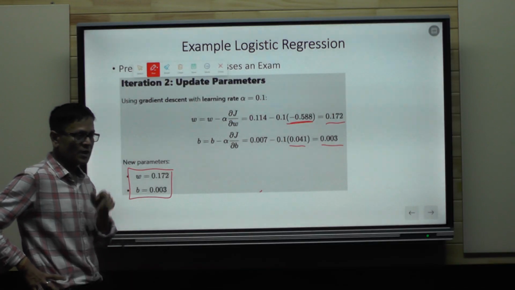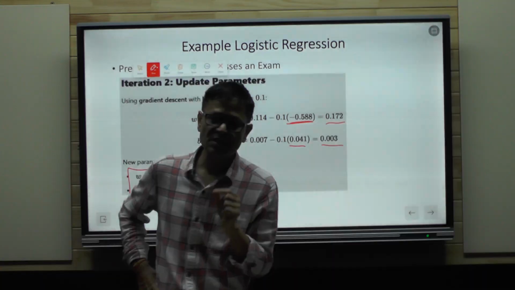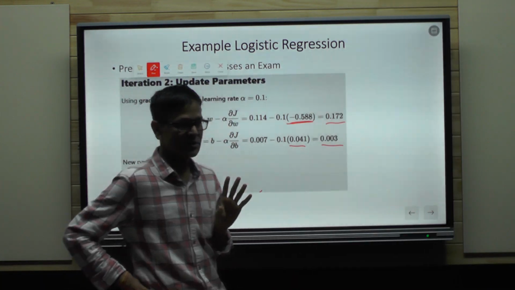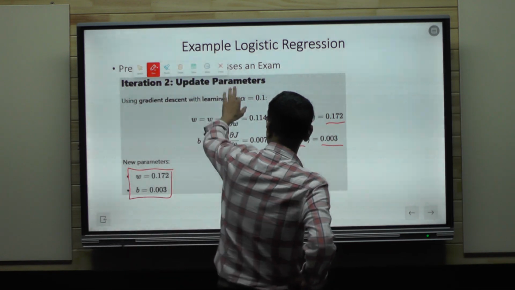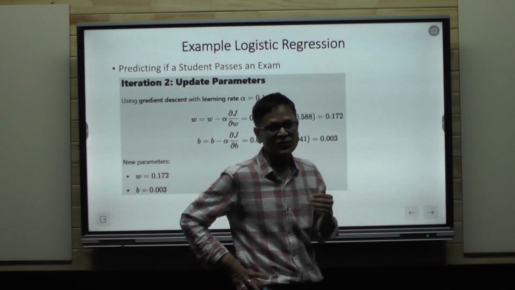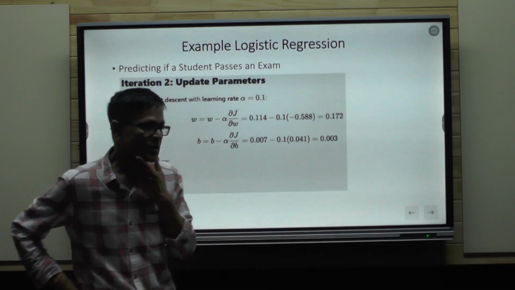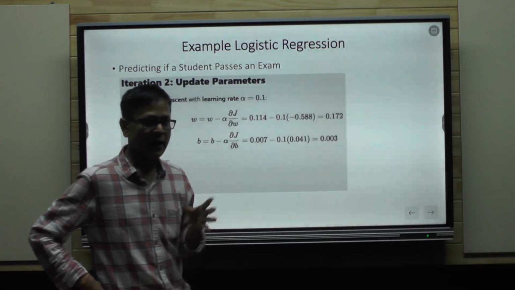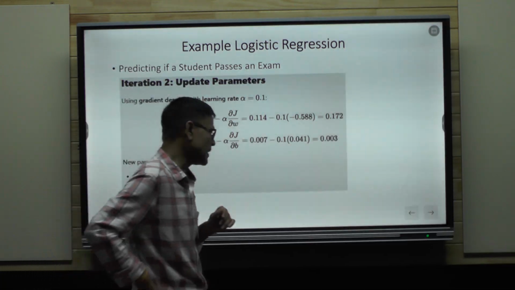You keep on doing the iterations until the log loss function stabilizes, that is, there are no more changes in the log loss function. So you have to repeat, and after sufficient repetition, when the log loss function stabilizes, you can stop the iterating process and you will get the proper weights and bias.